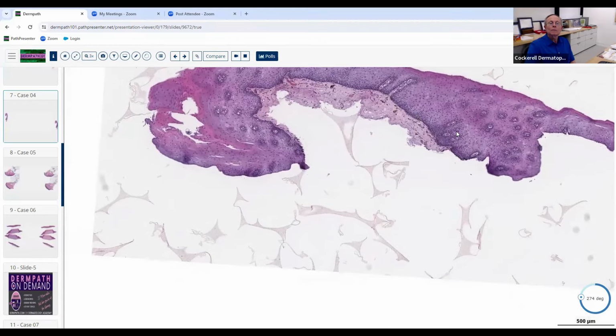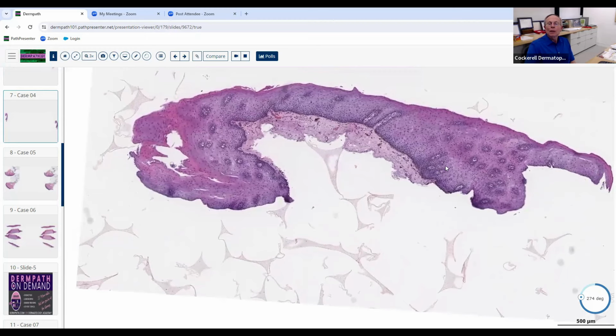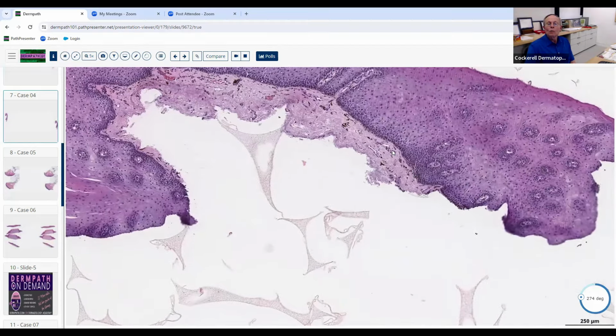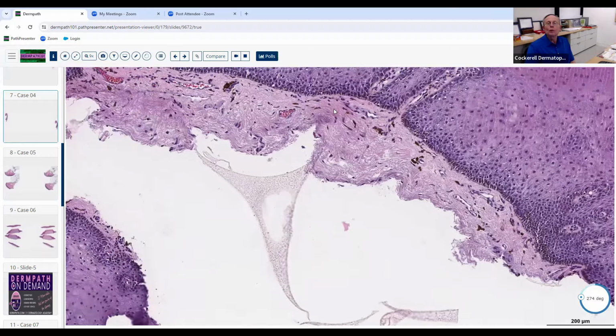So as we look at this at low magnification, the epidermis is a little bit acanthotic, with a little bit of parakeratosis, probably been rubbed a little bit. But the main thing that we notice is that there's some pigment here at the basal cell layer. It's hyperpigmented, it's dark. And so why do people biopsy mucous membranes?